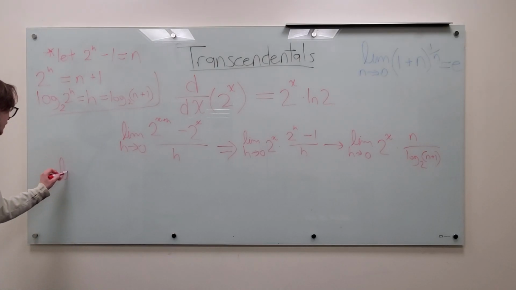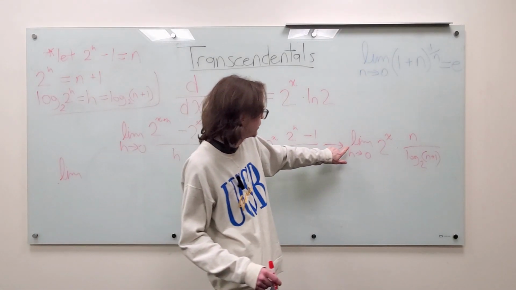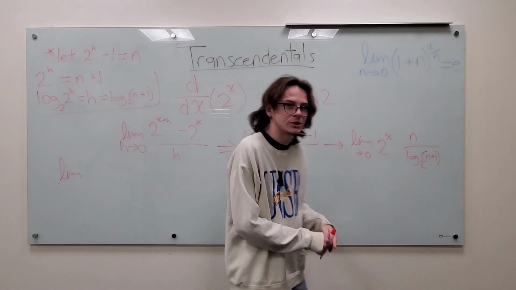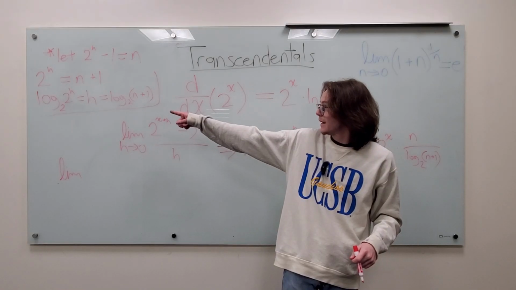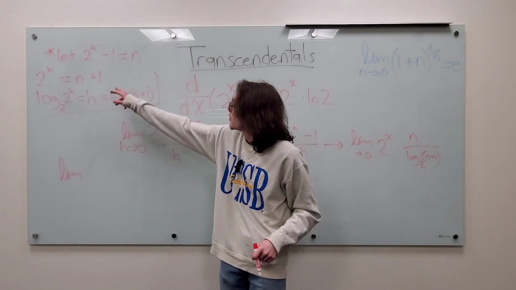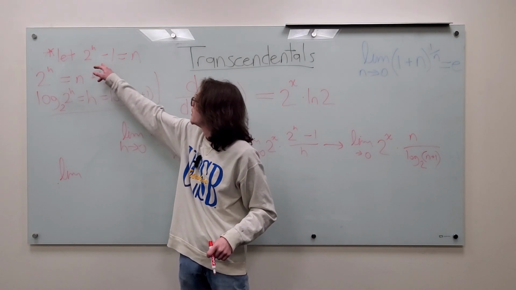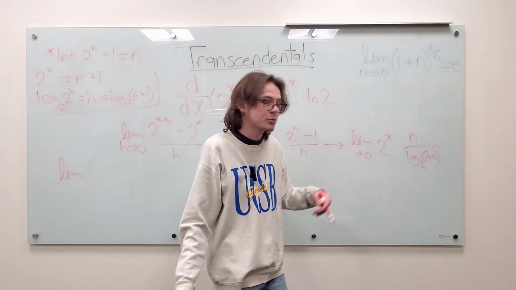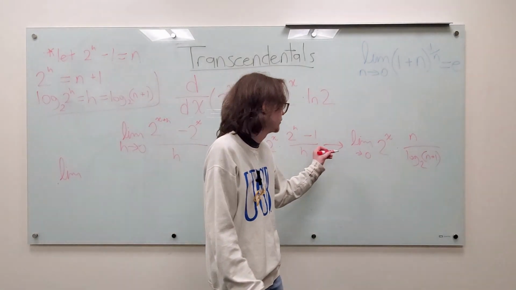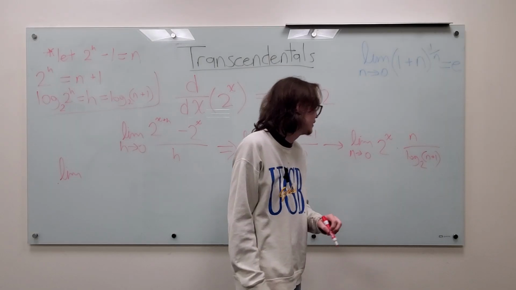So we've got the limit as, oh, and I apologize, this should be the limit as n goes to 0. Once again, as h approaches 0, then we are going to have 2 to the 0 is 1, minus 1 is going to be 0. So as h approaches 0, n also approaches 0. So this should be the limit as n approaches 0.